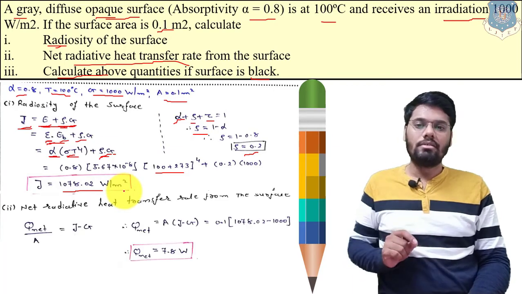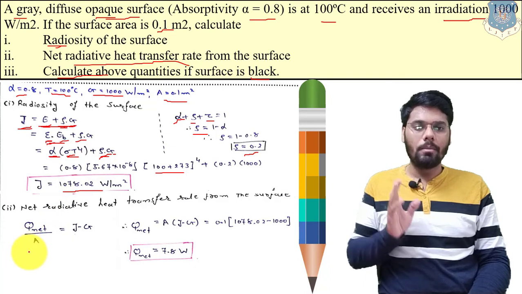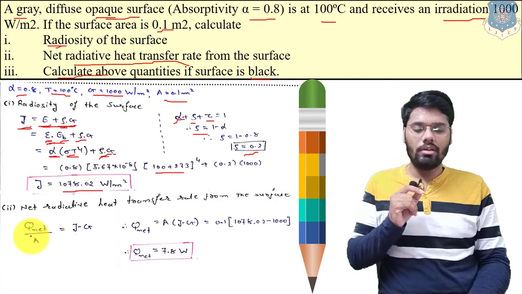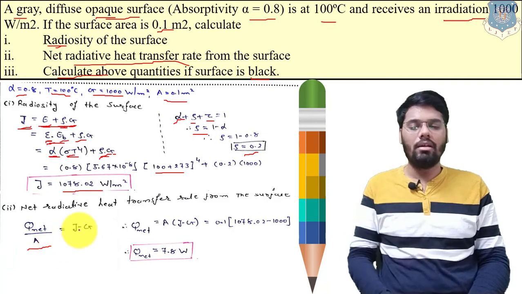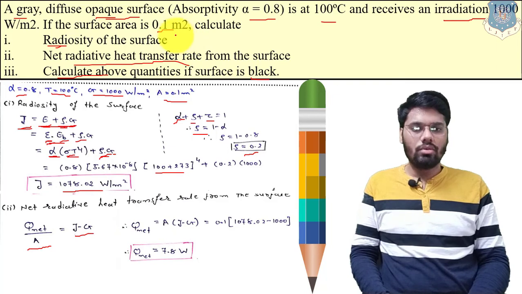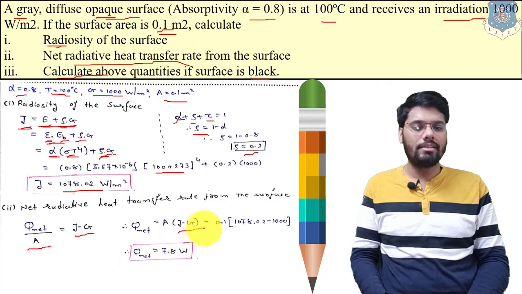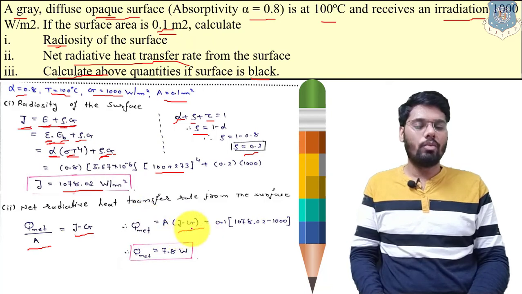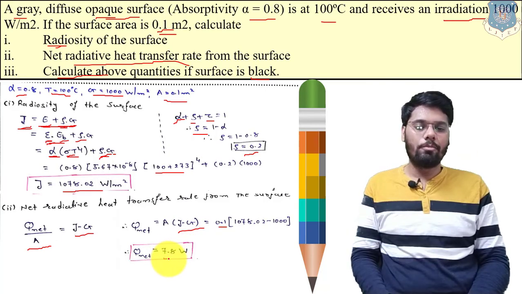Now second, the net radiative heat transfer. For net radiative heat transfer, the equation would be Q net per unit area, so divided by A, equals J minus G. If area is given, and in this question area is 0.1 meter square, we just need to multiply this area with J minus G. We have the value of J, we have the value of G, area is 0.1, so the net radiative heat transfer is 7.8 watt.